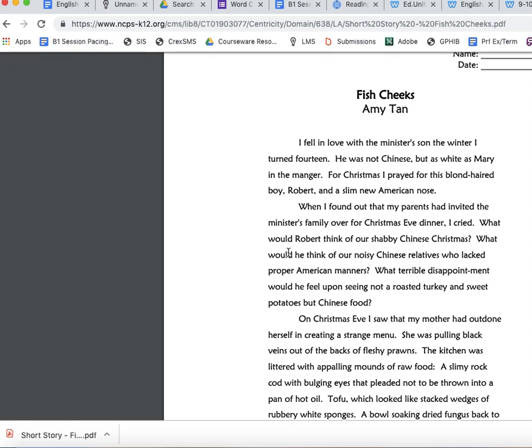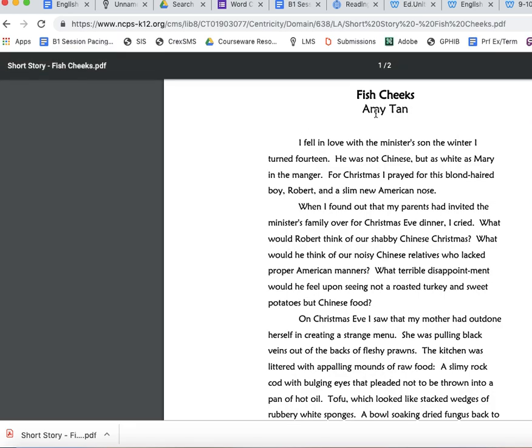We're going to look at the title, Fish Cheeks. Okay, the title's Fish Cheeks. That doesn't tell me much. Maybe it's about a fish. Maybe it's about somebody who's got big cheeks. I don't know what that title refers to, but it's interesting. And it's written by somebody named Amy Tan.